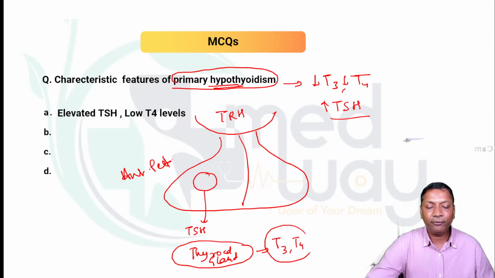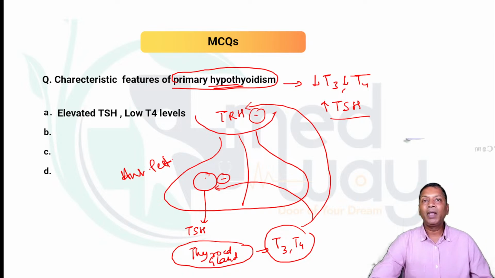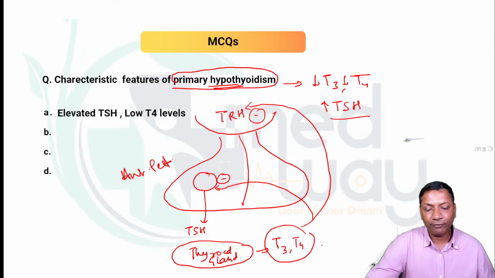But since the T3, T4 is less, and what do T3, T4 do? They exert the negative feedback mechanism on the anterior pituitary as well as on the hypothalamus. But since the T3, T4 is less, the negative feedback inhibition on the hypothalamus and on the anterior pituitary will be less. So there will be an increase in the TSH. So this will be the characteristic feature of primary hypothyroidism: elevated TSH and low T4 and T3 levels.